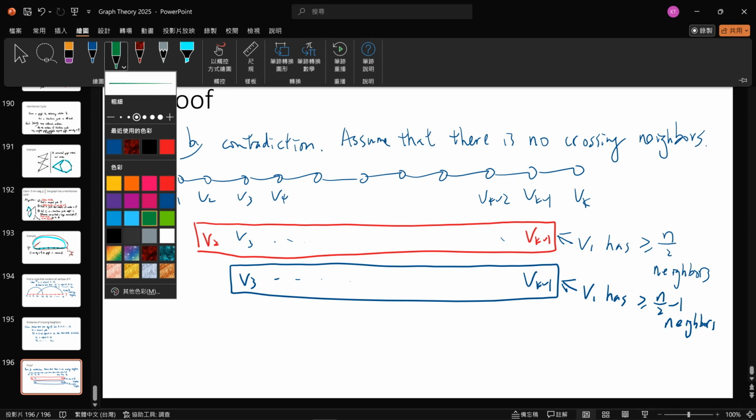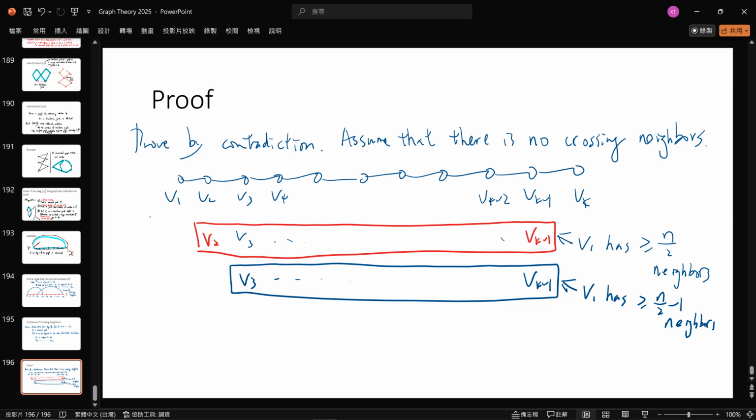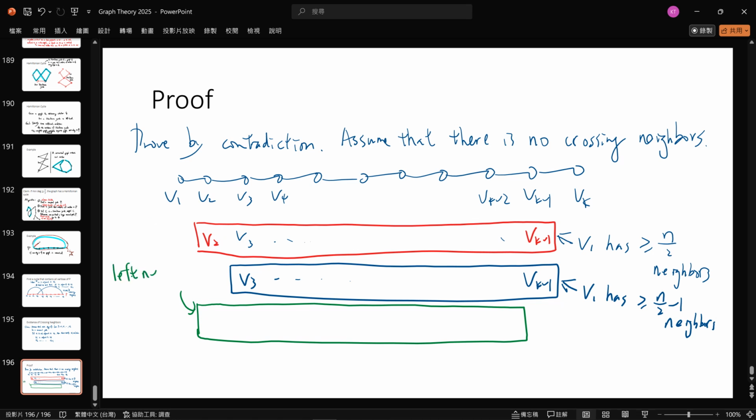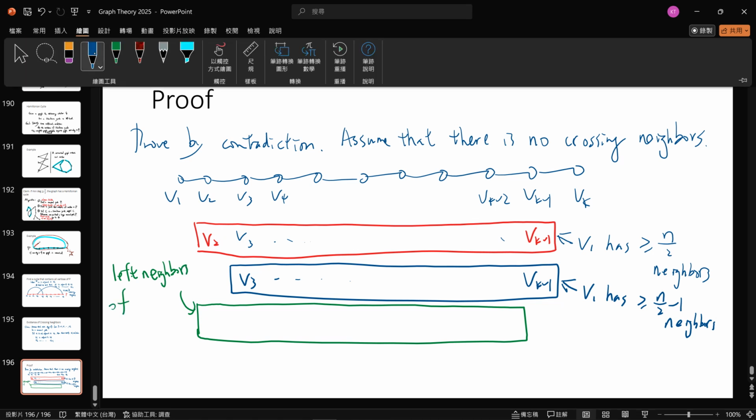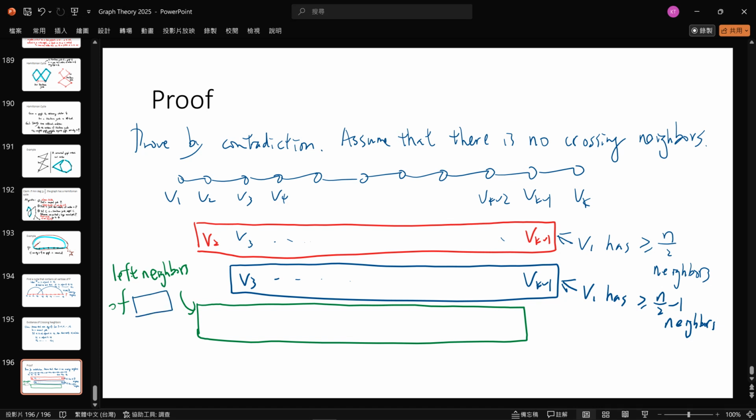Next, let's consider this green set. So this is the left neighbors of the blue set.